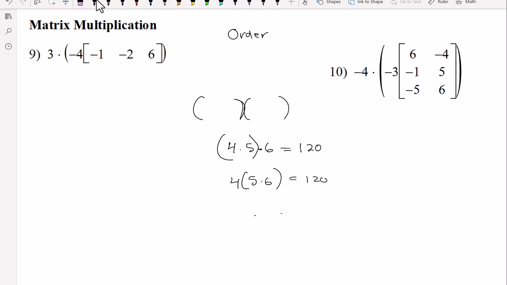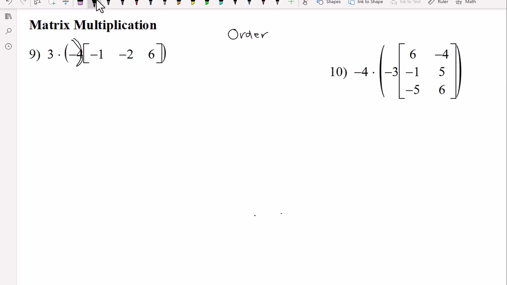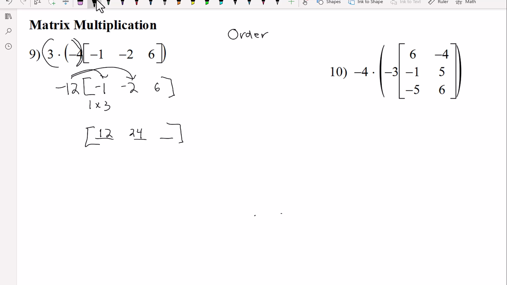So because this is all multiplication, what we could do is rewrite the parentheses there, and now we have negative 12 multiplying against this matrix. And this is a 1 by 3. And I think that, plus you're using properties that sometimes we get rusty on. So negative 12 times negative 1 is positive 12. Negative 12 times negative 2 is positive 24. Negative 12 times 6, negative 72. This is a 1 by 3.